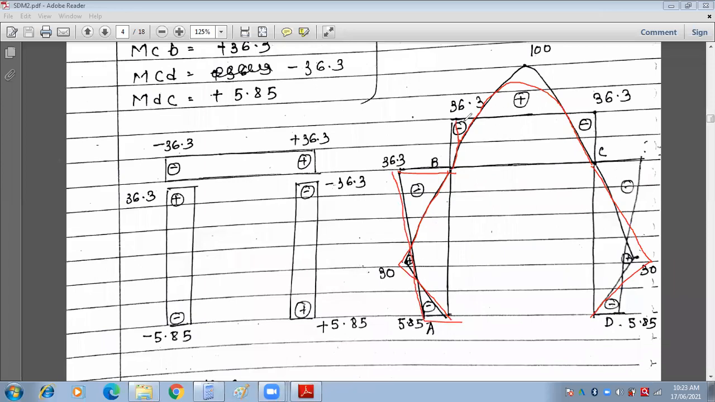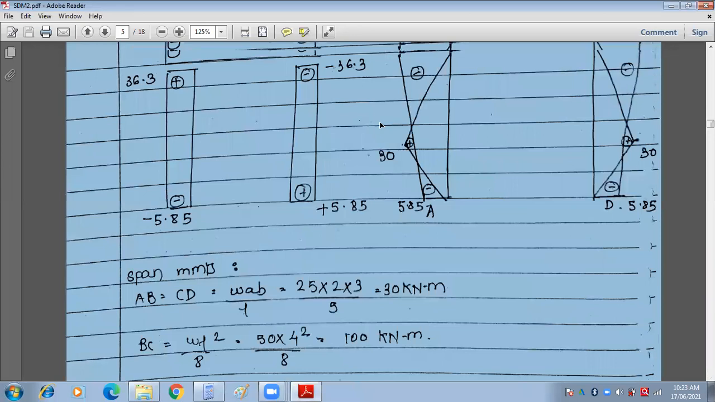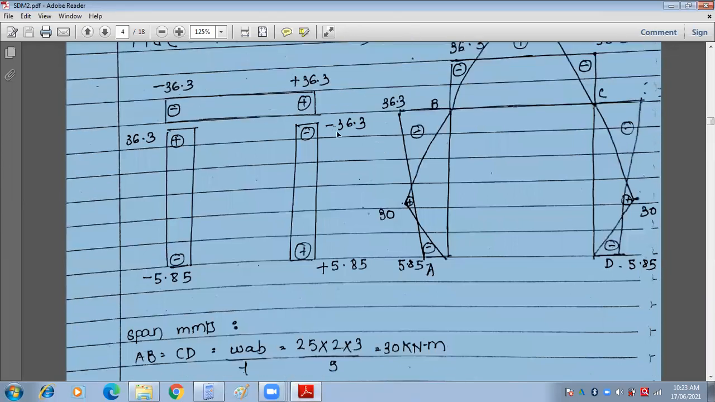And the uncommon portion is nothing but your actual bending moment diagram. This is nothing but your actual bending moment diagram. Okay, like this way we are able to solve this problem by using the slope deflection method.